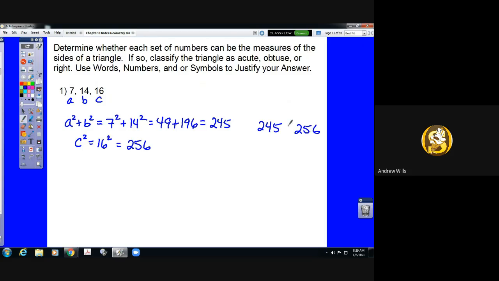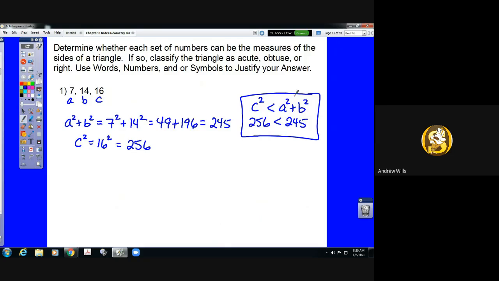Well, 256 is. I'm going to write those the other way, because the way that the theorem is written, I'm putting c squared on the left. So give me just a second here. So we're asking ourselves, how does c squared compare to a squared plus b squared? C squared is 256, a squared plus b squared is 245. So c squared is less than a squared plus b squared. And if c squared is less than a squared plus b squared, this triangle is acute.